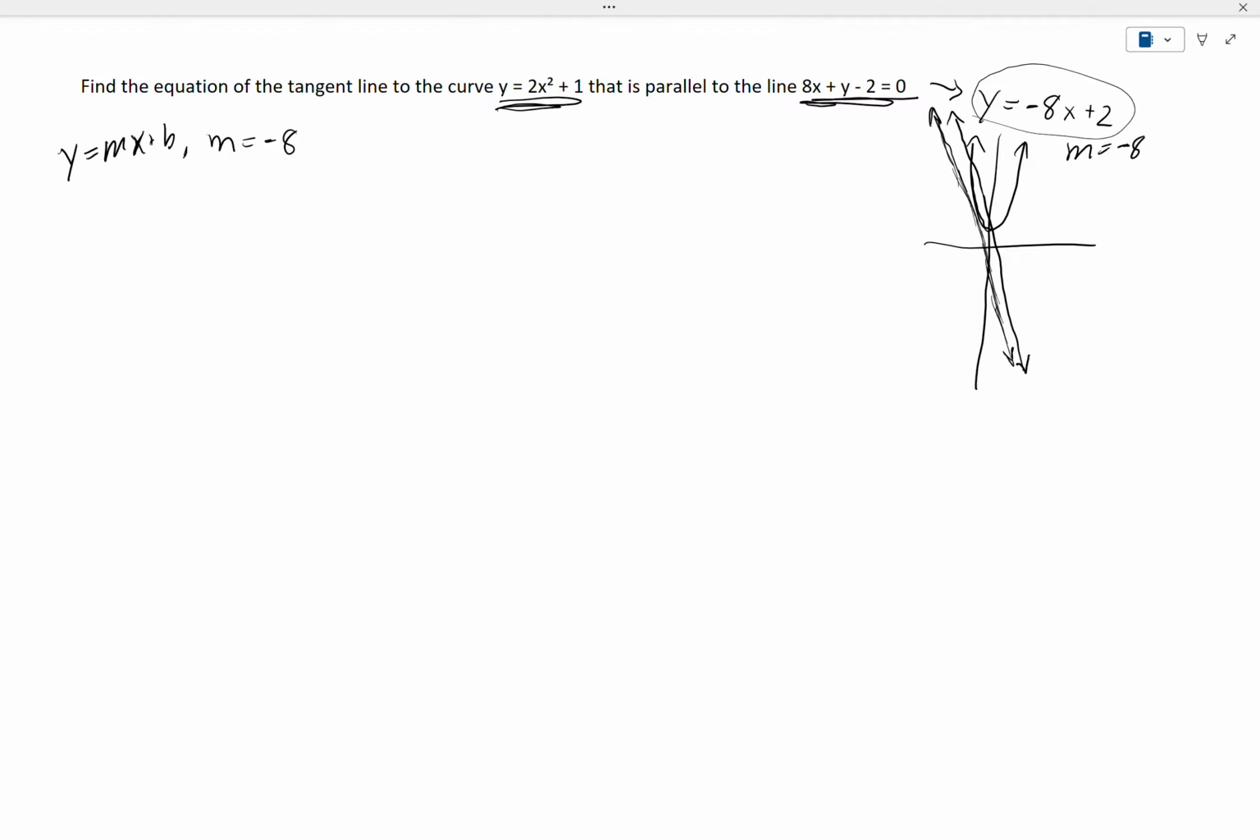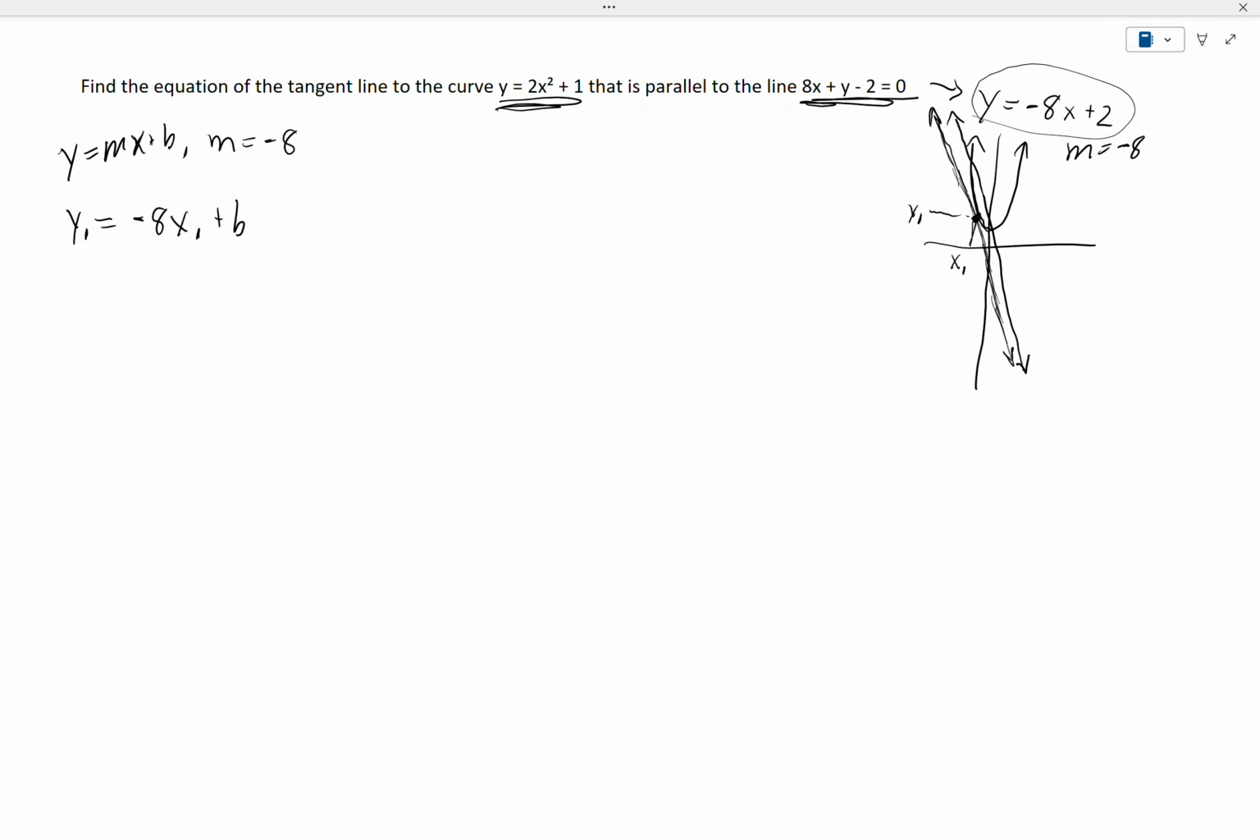Okay. And now I know that this line needs to touch the parabola at some point. It's got to touch it, we'll say, right here. We'll say that that's at x1 is where it touches it. It's at x1, comma, y1. So that's the point where it touches the parabola. Okay. So if I go over here to use my y equals mx plus b equation, I know y1 equals m is -8, x1 plus b. My goal is to figure out what b is.